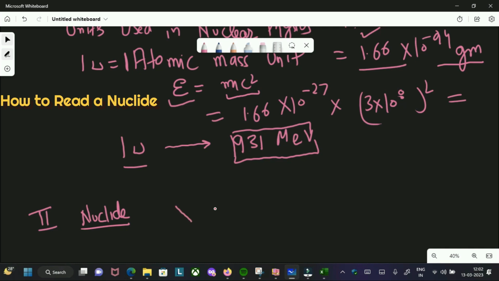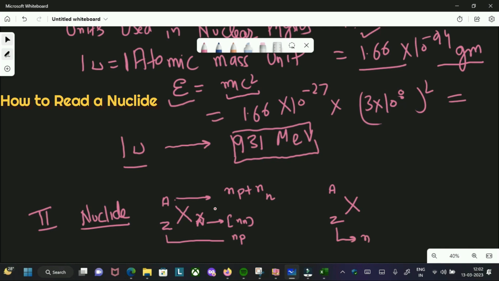Any nuclide is written like this. You have the atomic mass number, which is the sum of the number of protons plus the number of neutrons in it. Then there is the atomic number, which is the number of protons, and then there is N, which is the number of neutrons. Generally this is not written, and you will find X, A, and Z mentioned. This will tell you the number of protons.